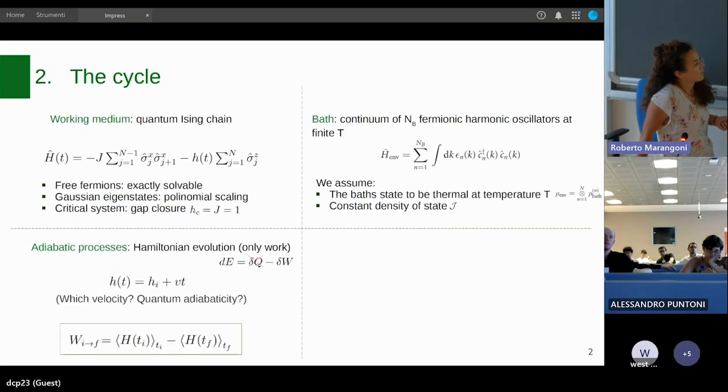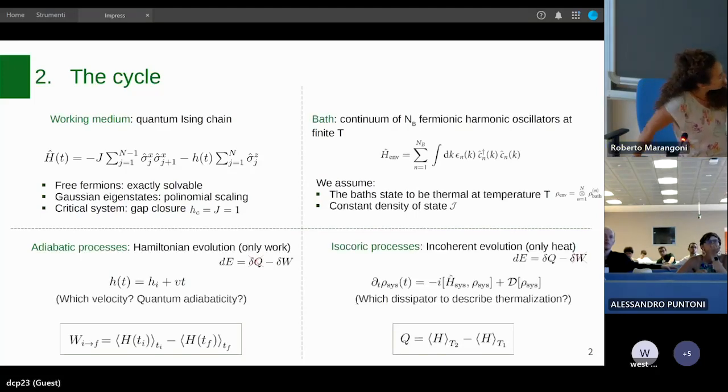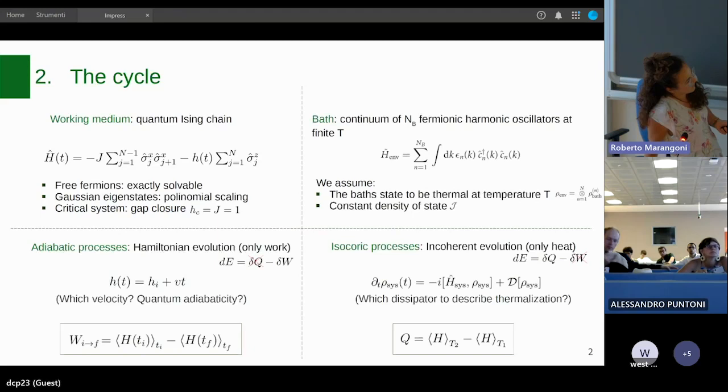The other question is, what about quantum adiabaticity? Because when we discuss a classical engine, the adiabaticity we are talking about is a thermodynamic adiabaticity in which no heat is exchanged with the external world. And this classical adiabaticity is under control. The isochoric process is an incoherent evolution. There is only heat, so we can evaluate the heat exchange by just evaluating the expectation value of the Hamiltonian at the final temperature minus the expectation value of the Hamiltonian at the initial temperature.